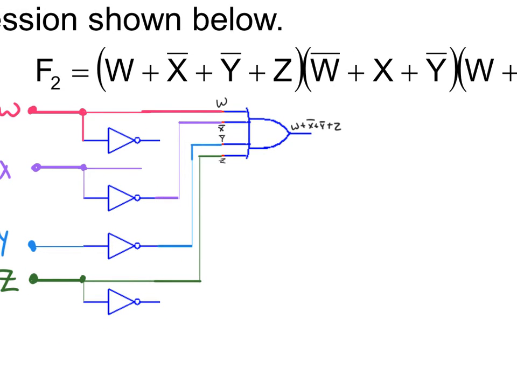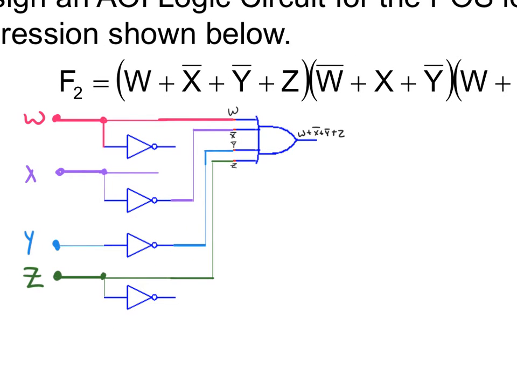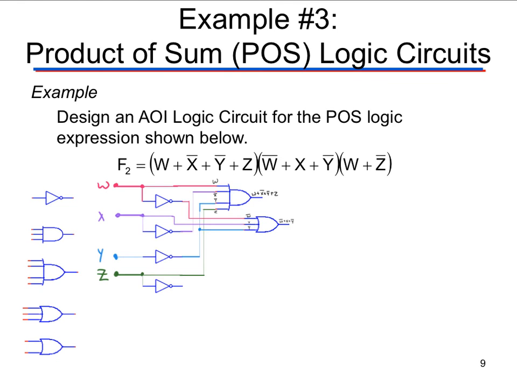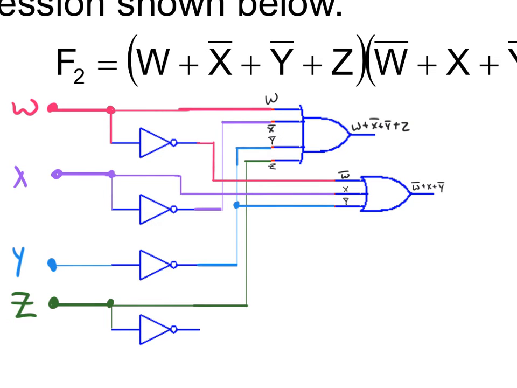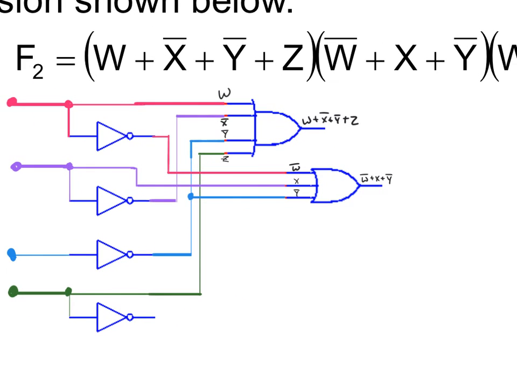Looking at the next one, if you have to pause, that's fine. But if you look at the next one, it's going to have 3 inputs. So we're going to use a 3 input OR for this one. Here's the next one with the 3 input OR, and we have the correct inputs here. We have not W, X, and not Y to create the second sum in our product of sums.